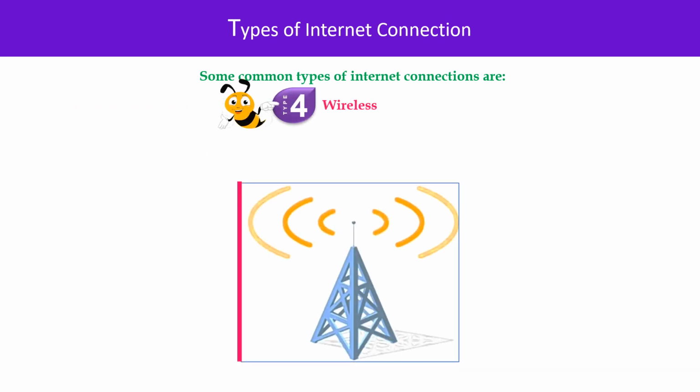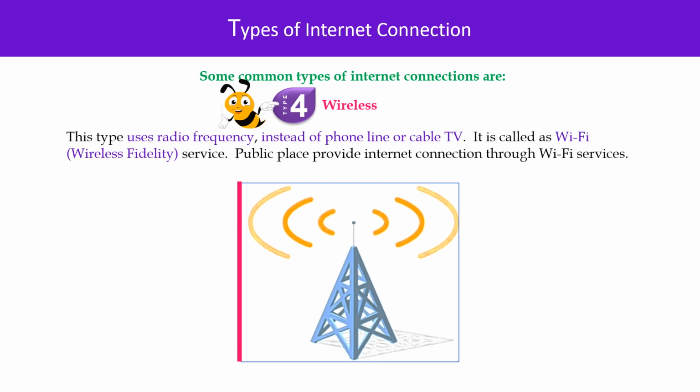Type 4, wireless connection. This type uses radio frequency instead of phone line or cable TV. It is called Wi-Fi or wireless fidelity service. Public place provides internet connection through Wi-Fi services.